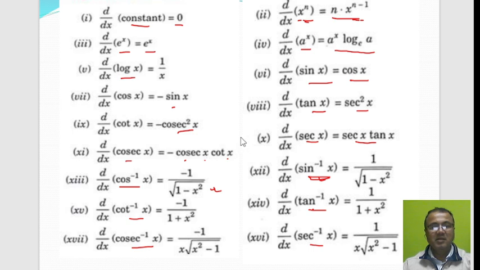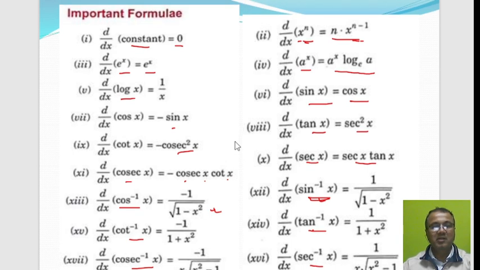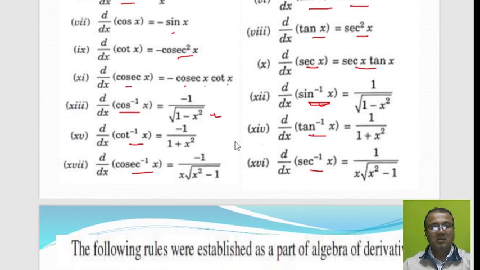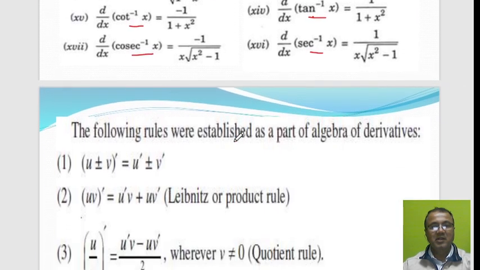Okay, dear students, at least write all these formulas on a page and paste it on the wall before your table. Try to remember all these formulas. Okay, students, I hope you can remember all these formulas.